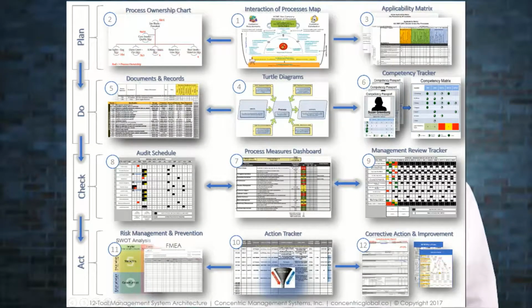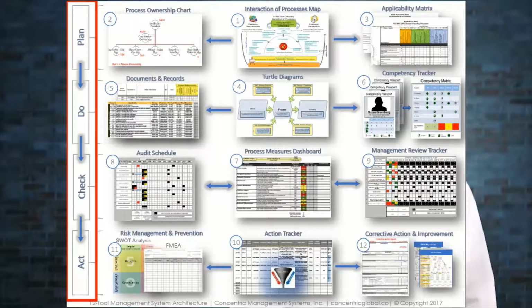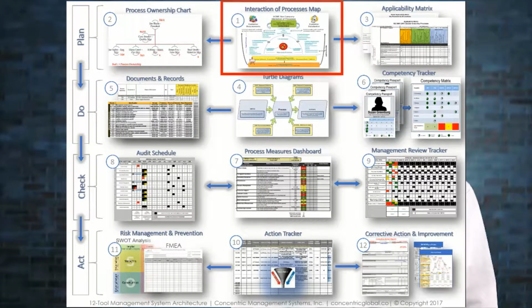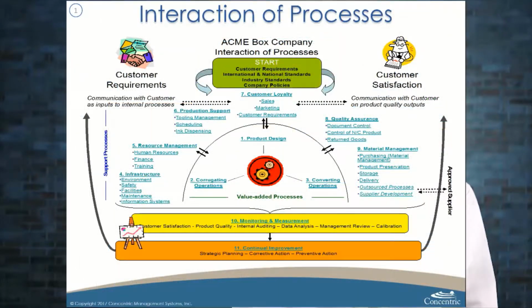So the Management System Architect is 12 very simple tools following the plan, do, check, act cycle. You'll see on the left, plan, do, check, act, and there are 3 tools for each row. Starting in the center, the tool on each row is the first tool to use, and you'll see there's a flow from 1 to 2 and over to 3, so on and so forth. So let's dive into tool number 1, which is the interaction of processes map.